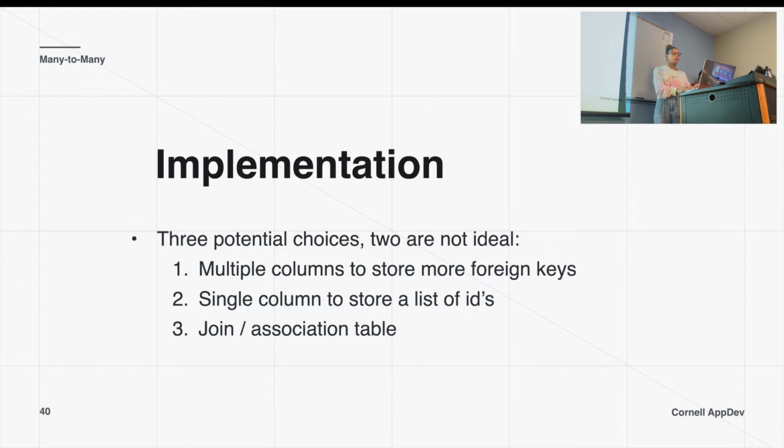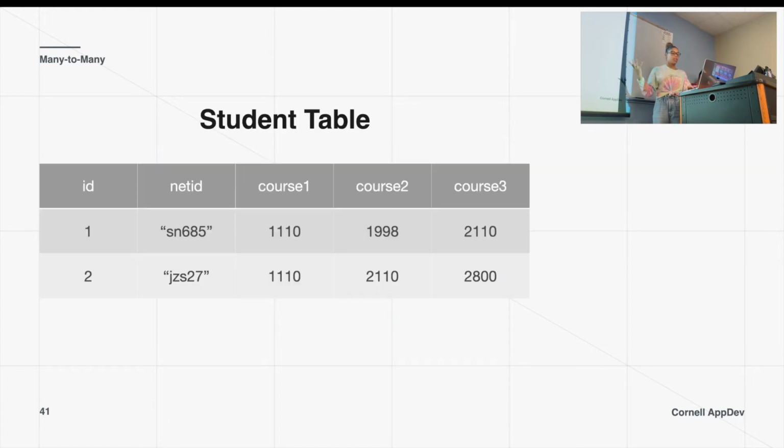So the first one, we're using multiple columns to store more foreign keys. This was the example that Oscar asked about. So we have our net ID, and then we're trying to show the different classes that students are in. Shingo is in CS 1110, 1998, and 2110. And then I'm also in 1110, 2110 and 2800.